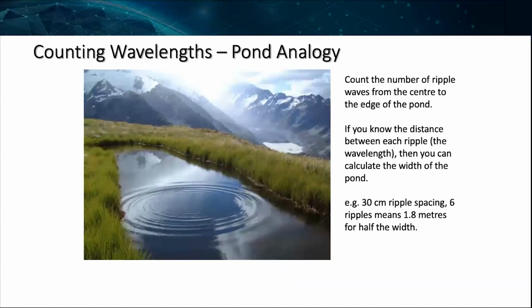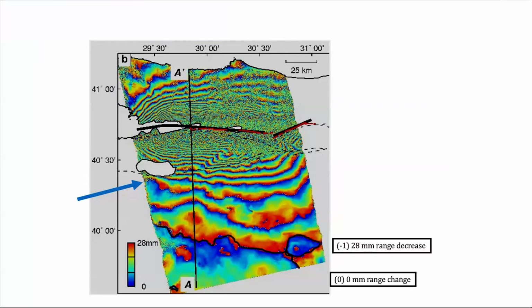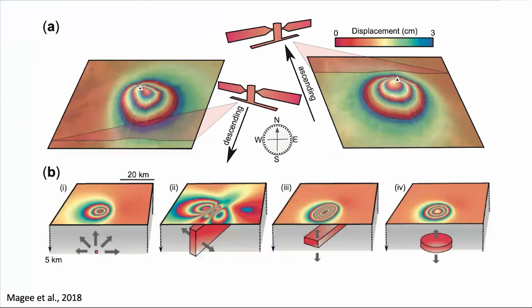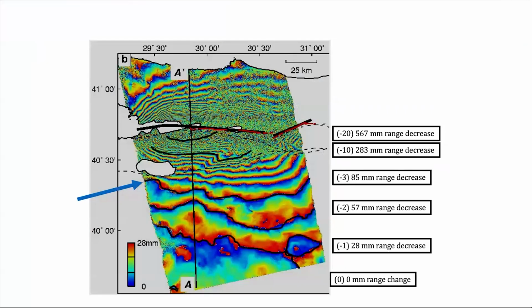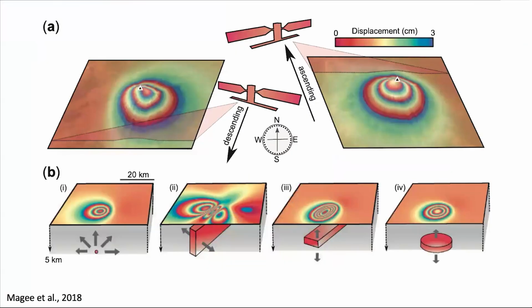So an analogy for explaining how this works: if you were counting the number of ripples across a pond and you knew the distance between the ripples, you could use that to estimate what the distance across the pond is. So using an earthquake example here, you can count out along the fringes. And this process of unwrapping, or integrating across the phase field, is one of the more challenging things in interferometry.